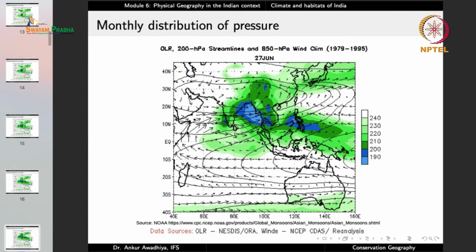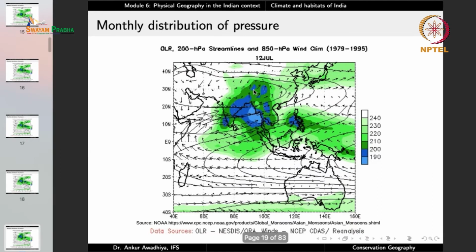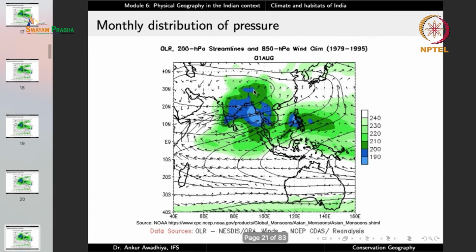Now if you look at the size of these arrows, you can find that this is a very high speed wind. So now you have high speed winds that are moving into the country, and these winds enter the country like this, they turn in this direction, and now they are roughly traversing the whole of the country. Now this is July, this is 1st of August.